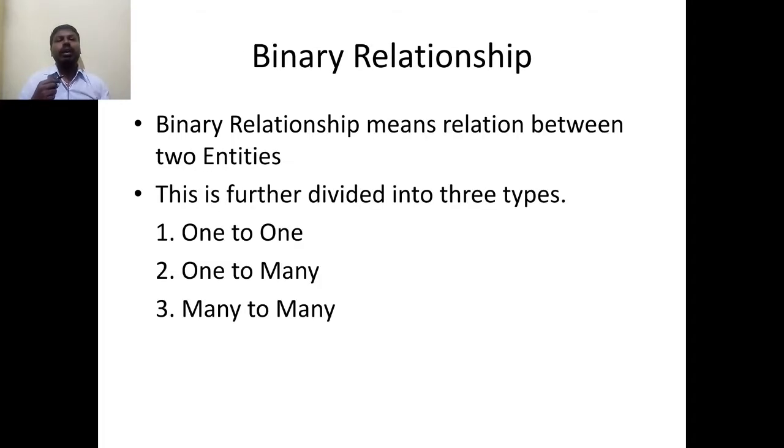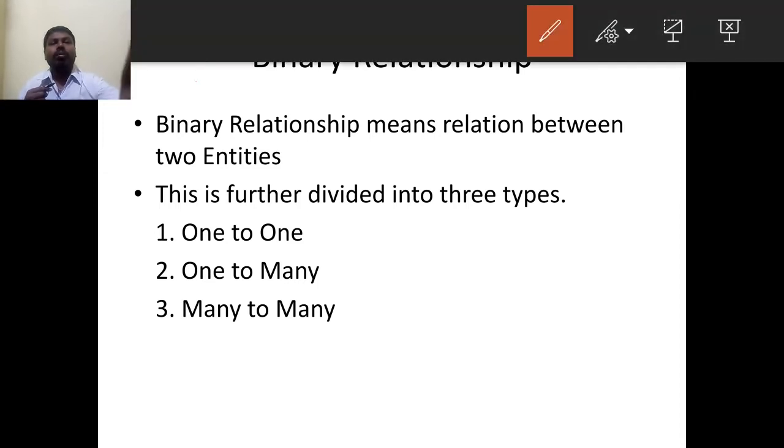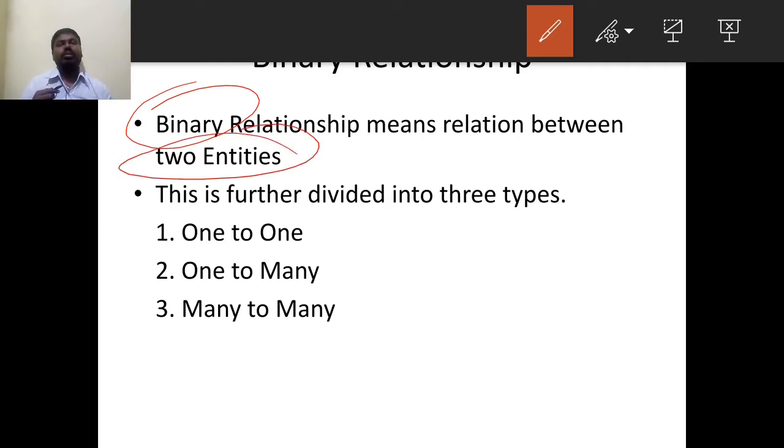First, binary relationship. We already know that bi means two. So binary means two. Binary relationship means a relation between two entities. You just keep it in your mind. What is binary? Binary means two. So binary relationship means relation between two entities.